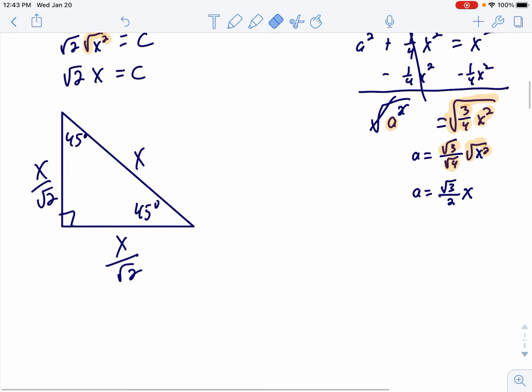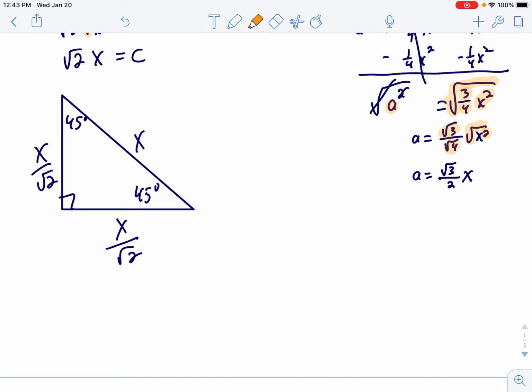X over radical 2 here. X over radical 2 here. Of course, these two have to equal each other, and just x there. So there's a way to make it so the hypotenuse does not have a radical. The one problem with this, you're not allowed to have the radical in the bottom of a fraction.